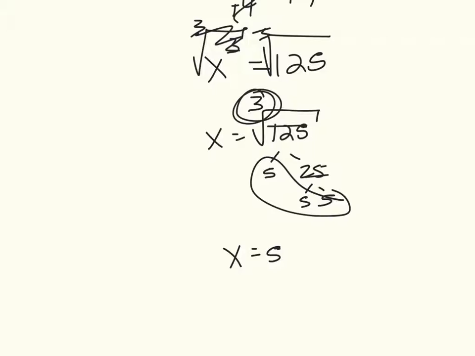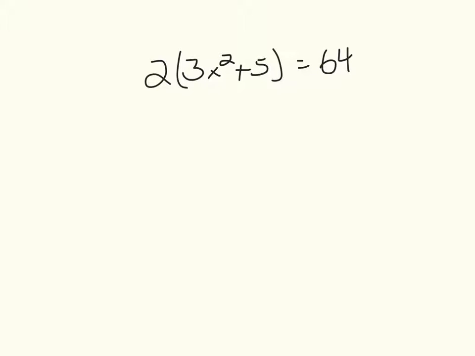Let's keep going. Alright, a little bit more complicated, but remember, the idea is the same. The only extra step is that root that we have to take at the very end. Let's do it. This problem says two groups of 3x to the power of 2 plus 5 equals 64. So distribute, oops, sorry, wrong thing there. Distribute my times 2. 2 times 3x to the power of 2 is 6x to the power of 2. 2 times 5 is 10.